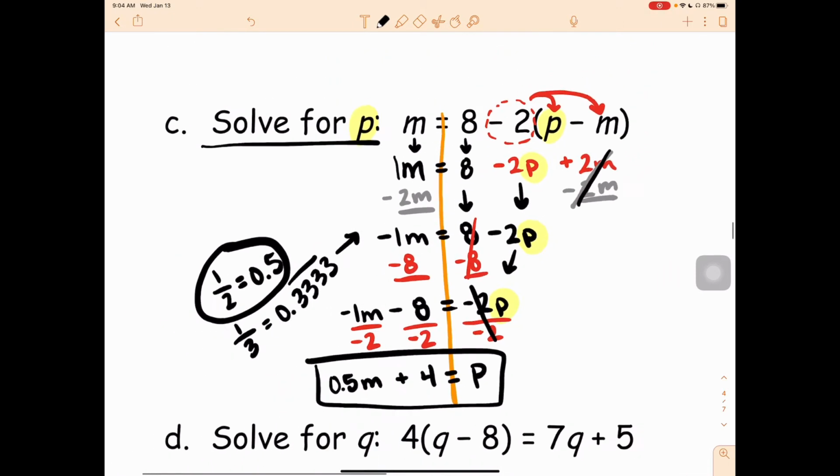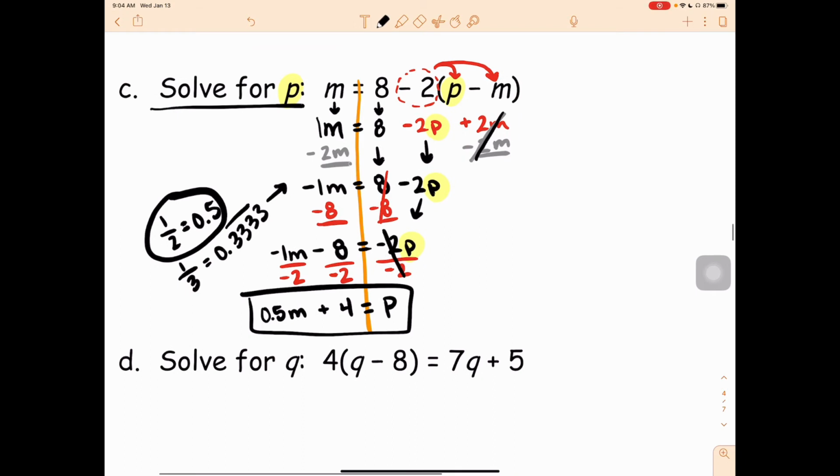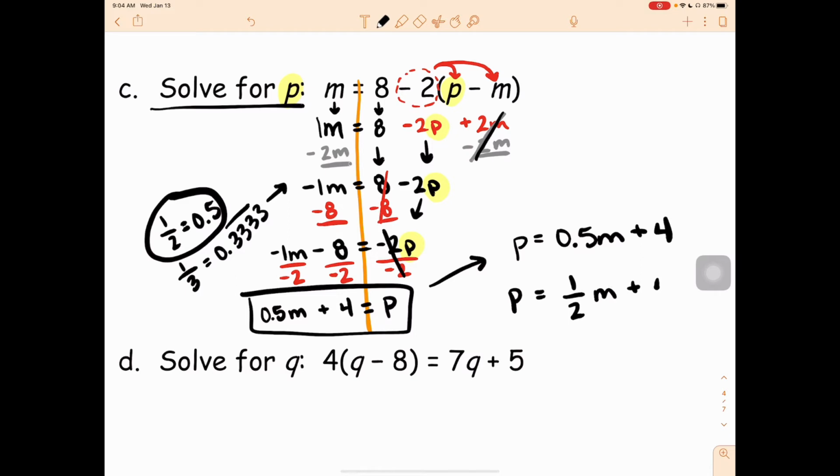Again, it doesn't matter if the variable you're solving for is on the left or the right side, but you could rewrite this as p equals 0.5m plus 4. Or if you had left this as a fraction, this is also correct. It's the exact same thing.